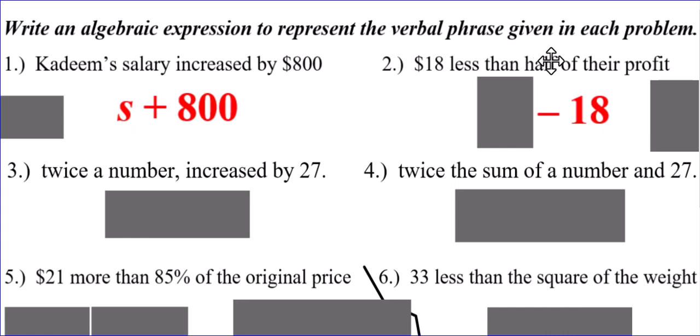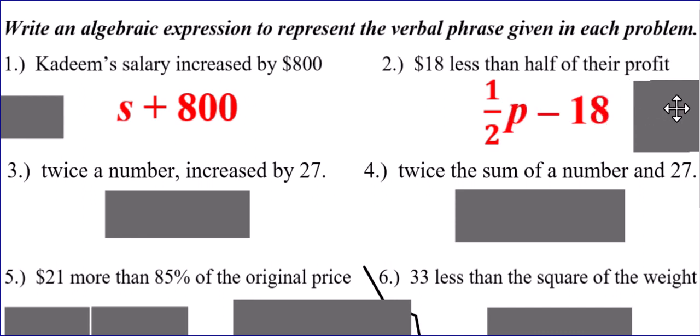So what's next? Half of their profit. Half of means half times. Now, sometimes you have to use a times dot. Don't ever use X for multiplication. That's a big no-no. But if the half is being multiplied to a variable, then you don't even need a times dot. So what does it say? Half of their profit. Well, we don't know their profit, so that's going to be a variable.